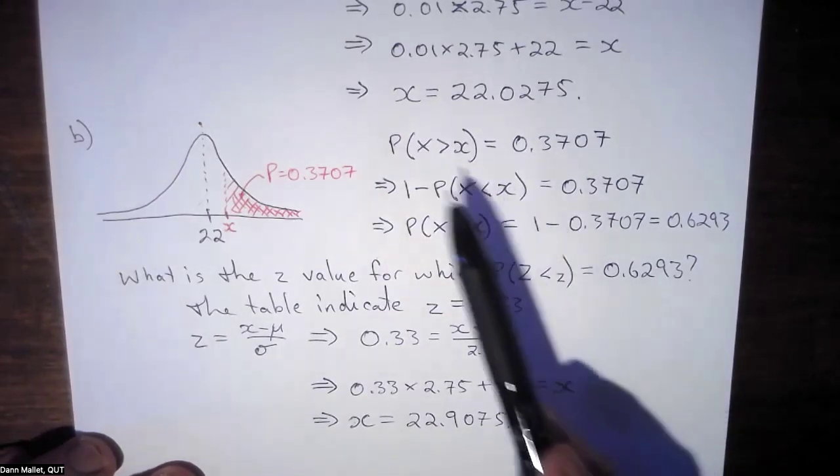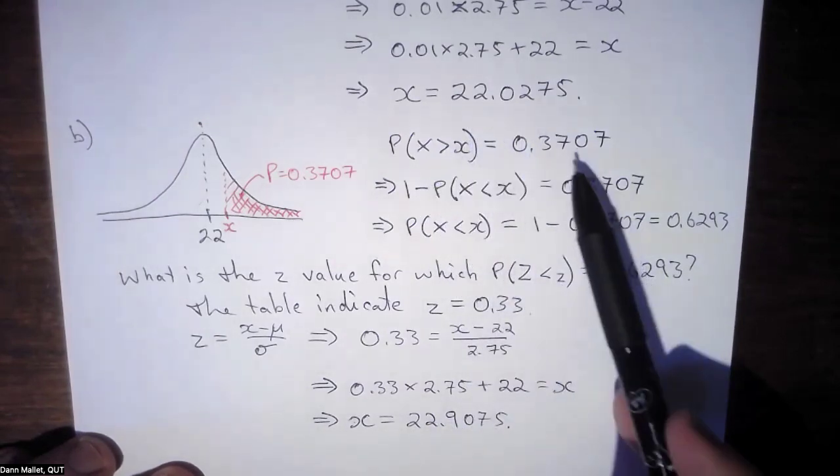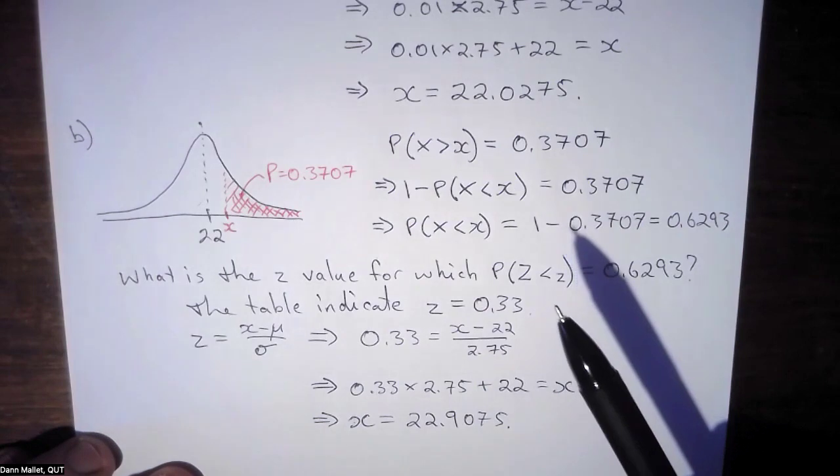So the probability that x is greater than 22.9075 is equal to 0.3707.